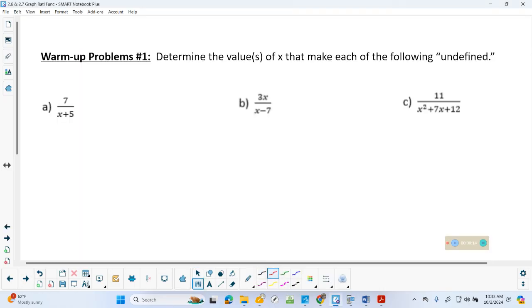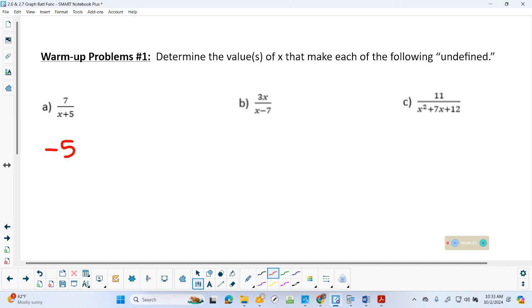First off, determine the values of x that make each of the following undefined. So we're kind of back to that domain talk, way back from like chapter 1. So easy question for you. What is the only number you could not use for x in letter A? -5, because that would make the denominator 0, 0 under the line undefined.